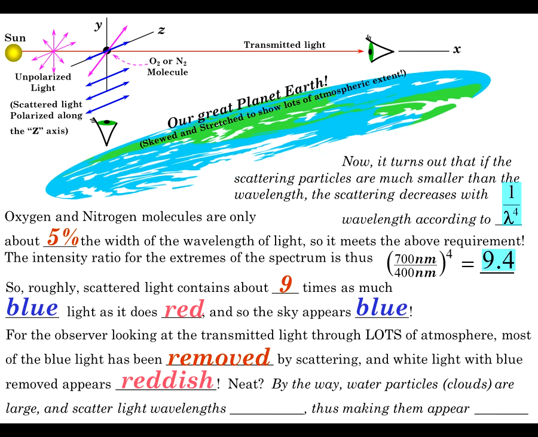And water particles, by the way, clouds, are very large. They're much larger than the wavelength of light. So they scatter wavelengths about equally. They don't follow this relationship. And if they're all scattered equally, it makes them appear white. And so that's why clouds are white.